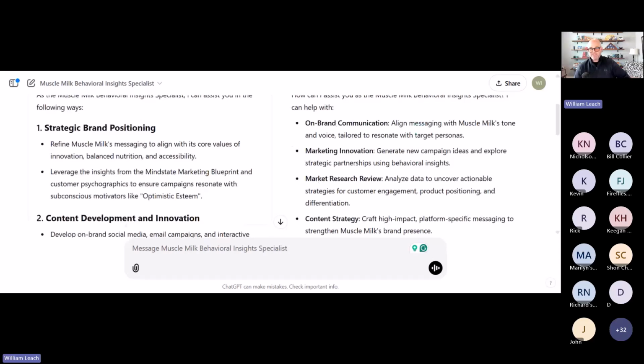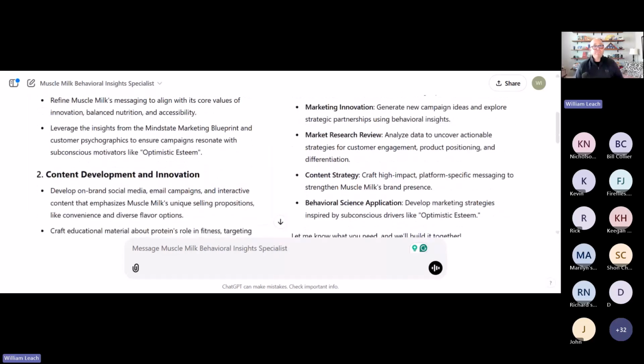On-brand communication, marketing innovations, market research reviews. What if with this GPT, you could take another piece of market research, run it through it, so it would look at that research through the lens of Mindstates. You could take somebody else's piece of research and see if there are any behavioral psychology elements in it. Maybe you did a concept test, or package testing, and see how those research results marry back to the psychological Mindstates that you uncovered in a MindPath piece of research.